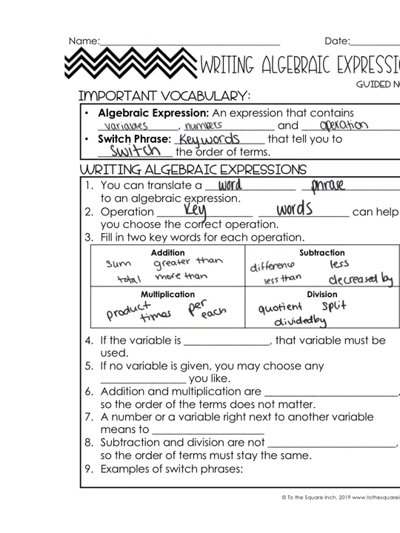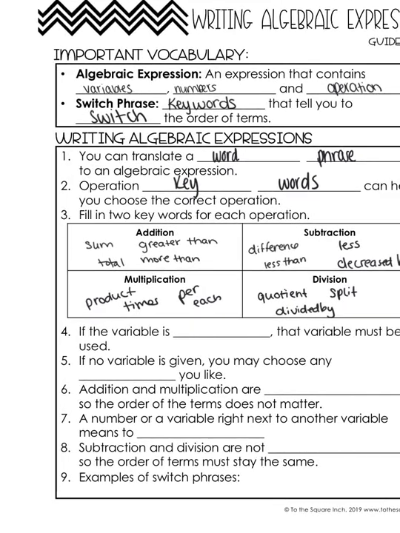Okay. If your variable is given, the variable has to be used. If there isn't a variable given, like if they don't tell you to use X, then you can use any variable you'd like. So you can just pick a letter for whatever you want, okay?